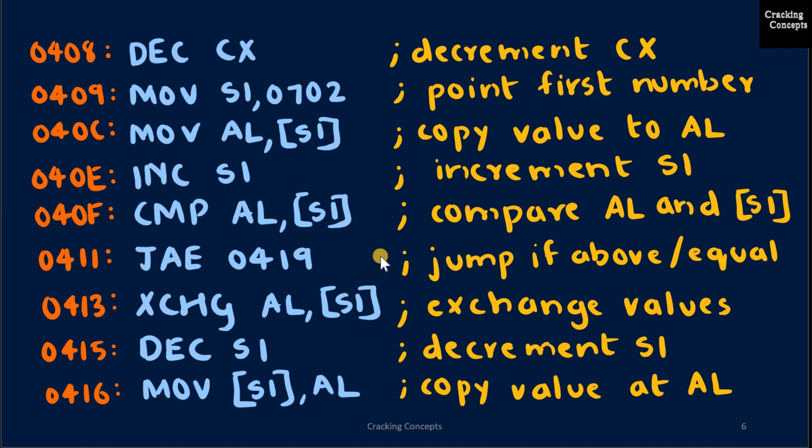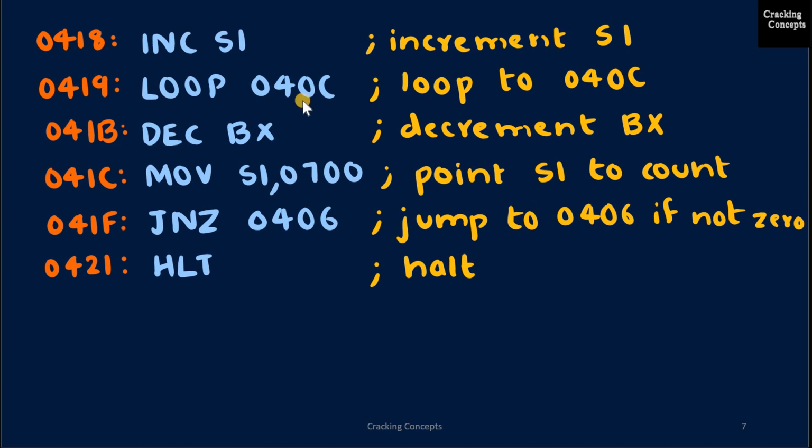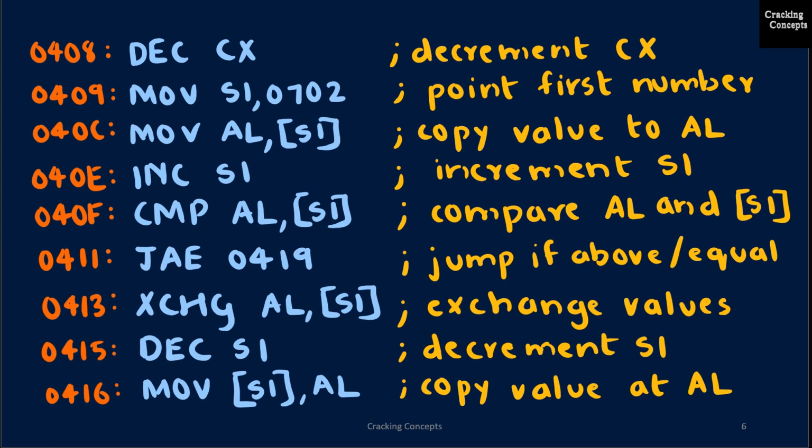So when the comparison happens, if the value at AL is greater than or equal to the value at the location pointed by SI, a jump is performed to 0419, which is this. It will perform a loop to 040C when CX is not 0. At 040C, we have the step where we are loading the next value to the register AL.